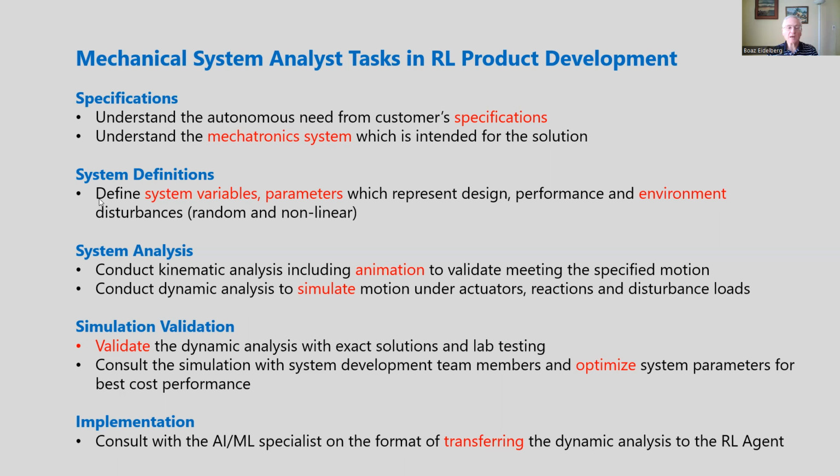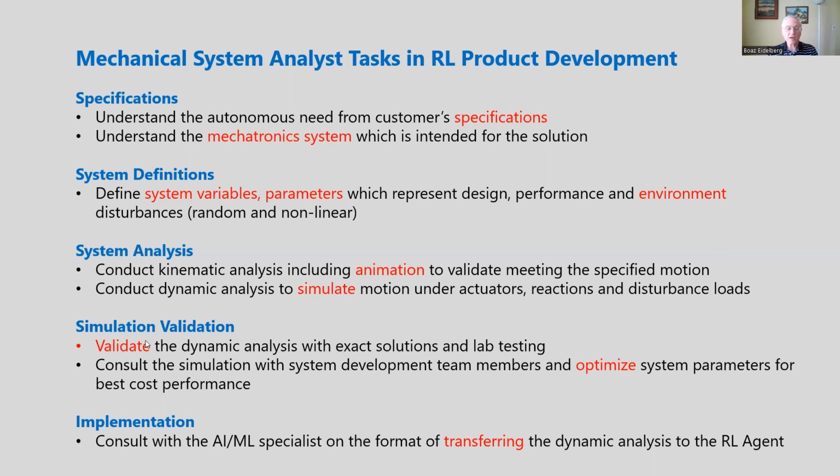one. The system definition includes defining system variable parameters to represent design, performance, and the environment. Disturbances, including random and nonlinear, which reinforcement learning is very unique at taking care of and solving. The system analysis includes kinematics with animations to validate that we meet the specified motion, and then dynamic analysis to simulate the motion under actuator force and reaction and disturbance load.